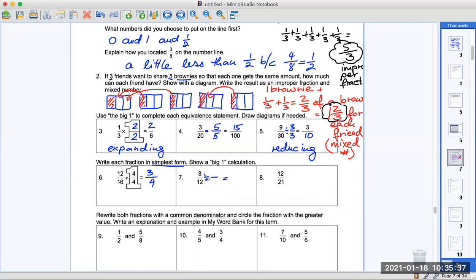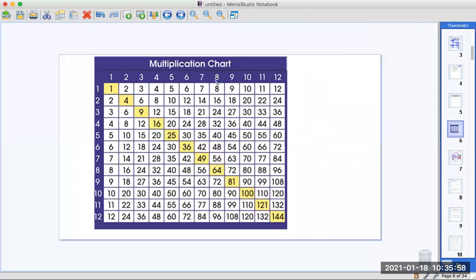So now we have to decide, what are we dividing by? They're not giving us a clue, right? But I noticed both numbers are even. So I can always divide by 2 because even numbers are all divisible by 2. But I'm going to go to my multiplication chart. So we're looking at 8 and 12.